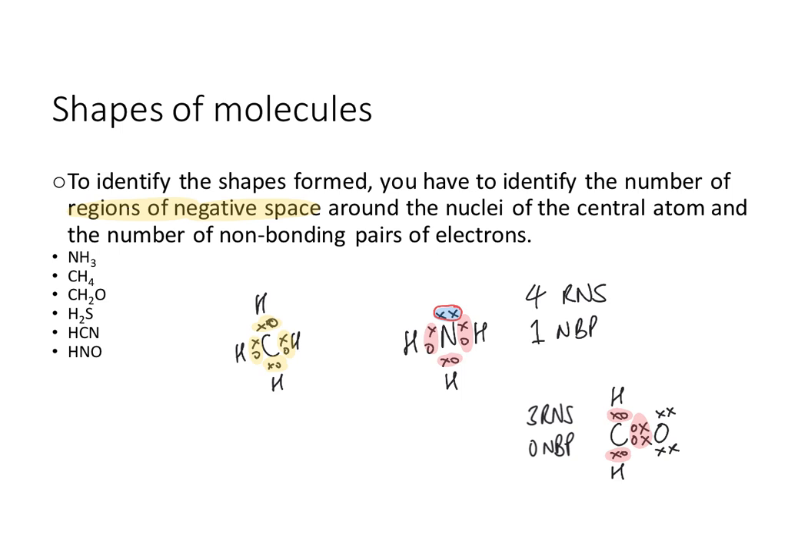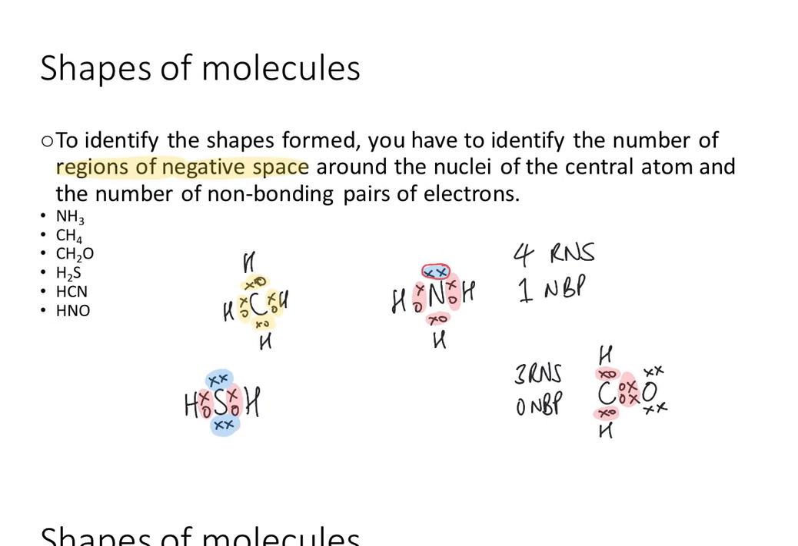One last example. Let's do H2S. Let's do the H here, the S here, another H. Remembering that S has 6 valence electrons, so we could draw another 4 more here. So how many regions of negative space? Well, there's going to be 1, 2, 3, 4. 2 of them just happen to be non-bonding pairs. So we identify the regions of negative space and non-bonding pairs.